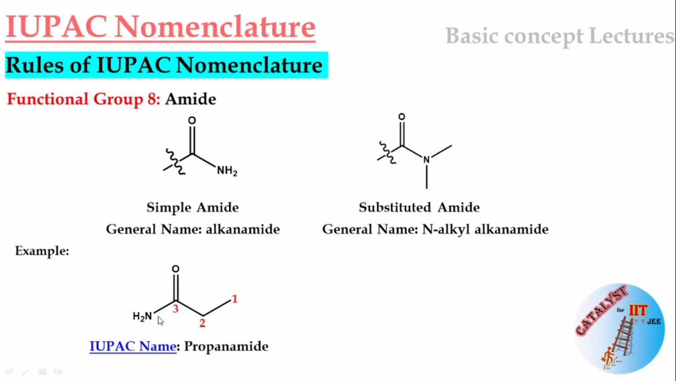Or else you can also give numbers like 1, 2, 3. This is the wrong way, sorry. You have to write it this way, 1, 2, 3, because you have to give the least possible number to your functional group. I'm sorry for this mistake.